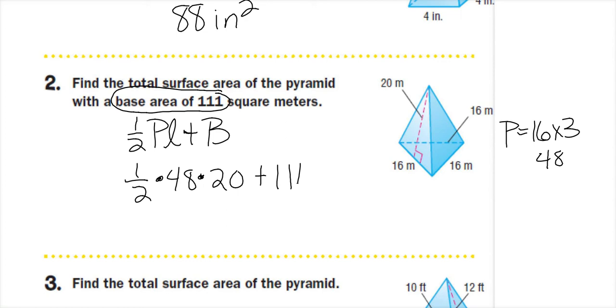All right, so let's actually calculate this then. It's 0.5 times 48 times 20 plus 111. And I came up with 591. That's meters, and we're squaring it since it's surface area.